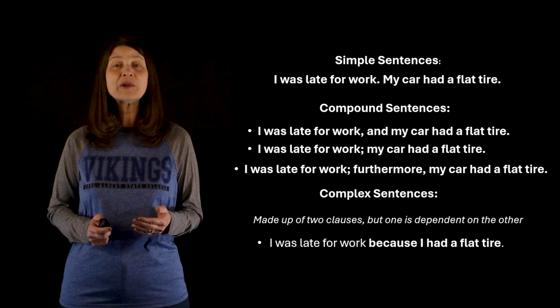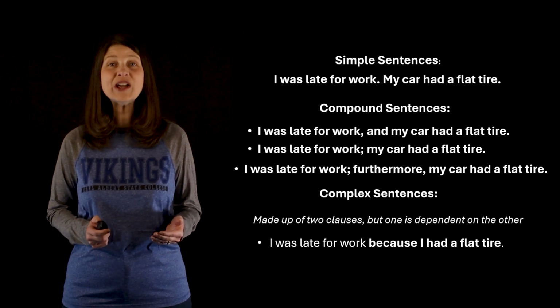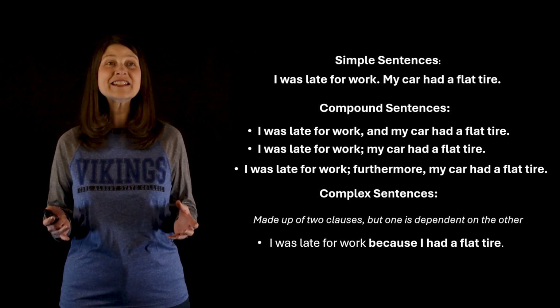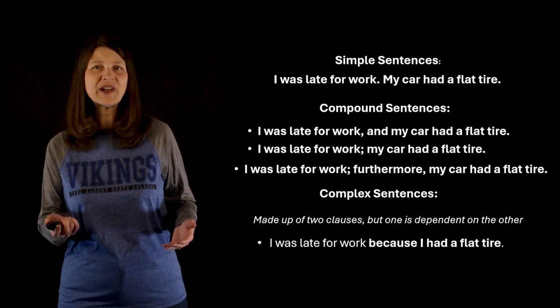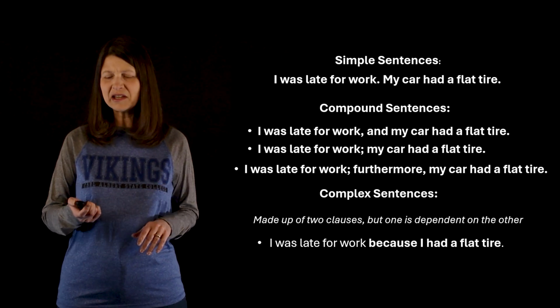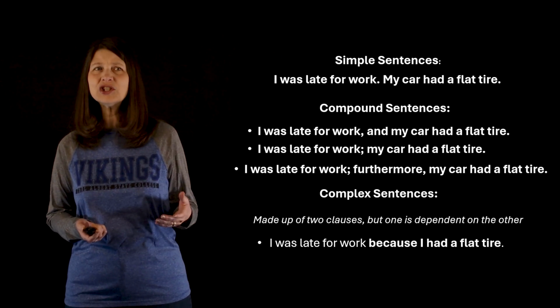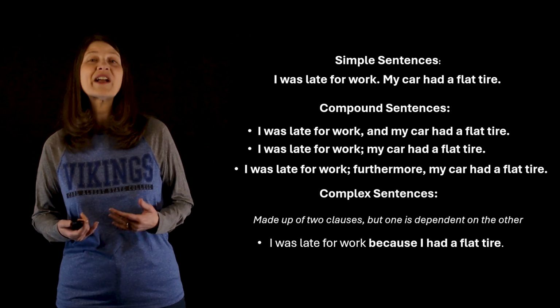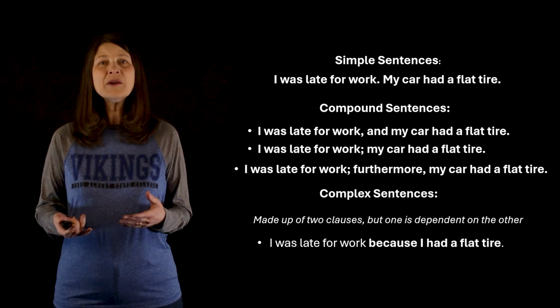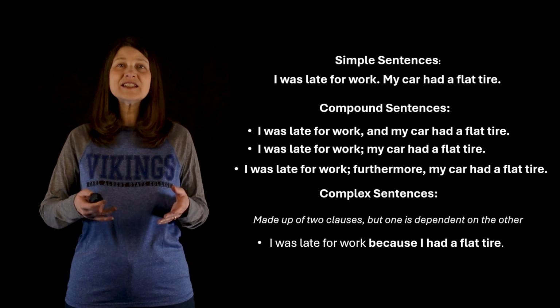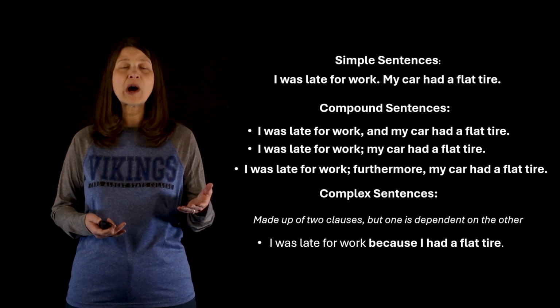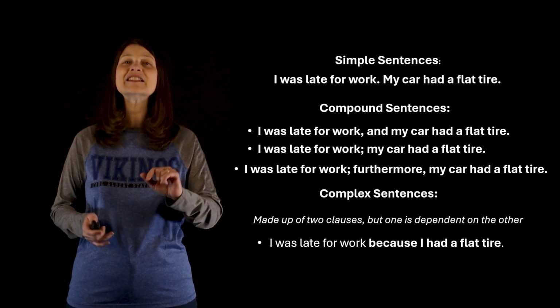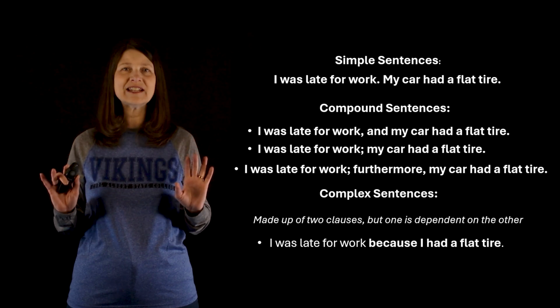We can use a semicolon. It's a powerful piece of punctuation that joins 2 complete sentences. I was late for work; my car had a flat tire. Some people feel like that's a little bit abrupt, and so they'll add a transition word. I was late for work; furthermore, my car had a flat tire. So we can join these 2 sentences in a number of ways to form a compound sentence. But the key to a compound sentence is that you have 2 complete sentences.